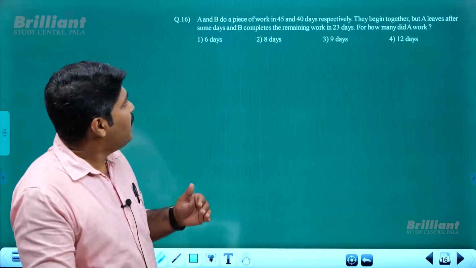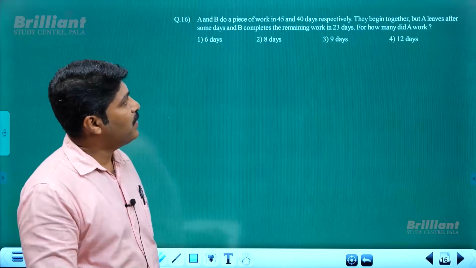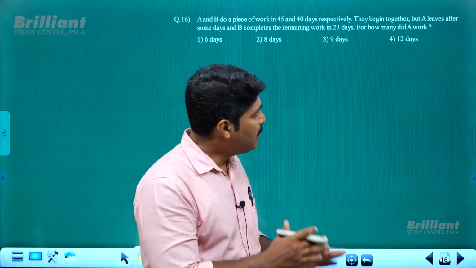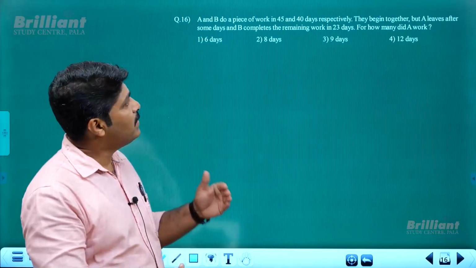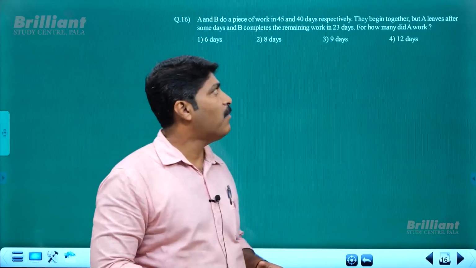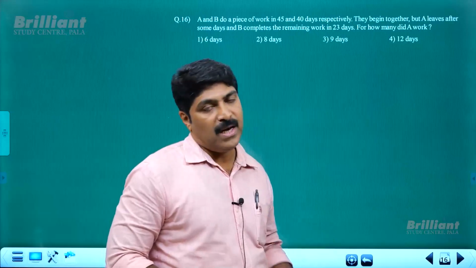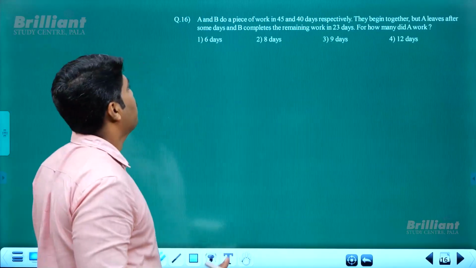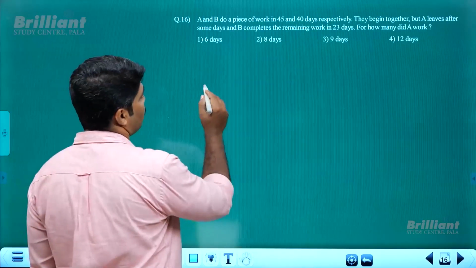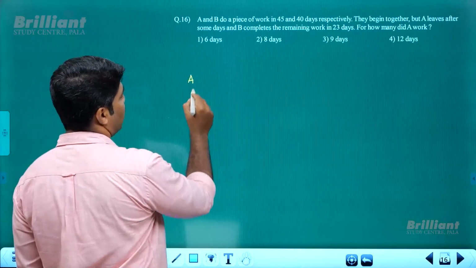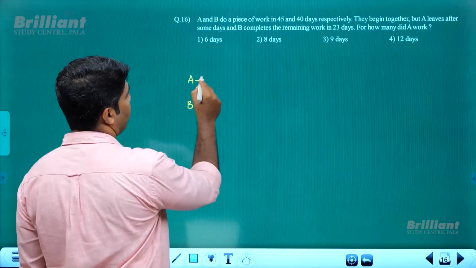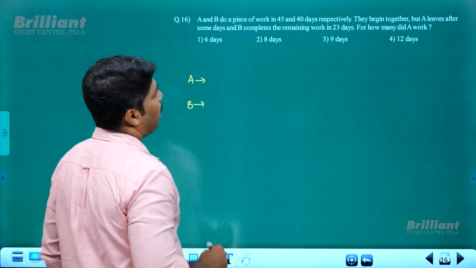Here, A and B do a piece of work in 45 and 40 days respectively. They begin together. After some days A leaves, and B completes the remaining work in 23 days. For how many days did A work? Here, first of all, while doing these types of operations, you have to frame a basic idea of the situation.